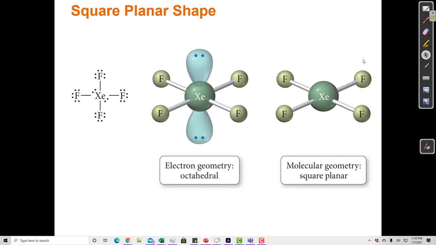And here's another one, square planar. So play around with that simulation while you're answering the questions on the homework. It's really helpful to help learn these shapes.